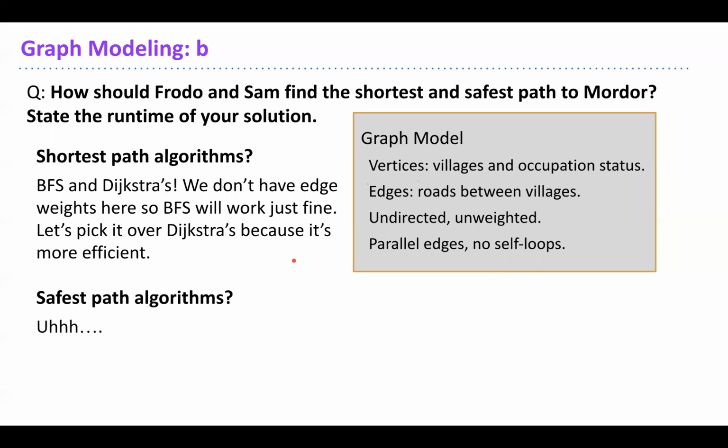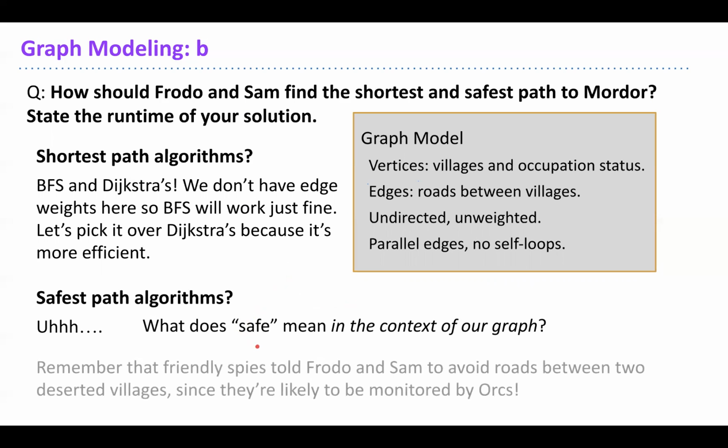Safest path algorithms. We don't recall doing anything of this sort in the class, so we need to modify our current algorithm to make it safe. So let's think about how we can do that. What does safe really mean in the context of a graph? Right. So remember that the friendly spies told Frodo and Sam to avoid the roads between two deserted villages. So if we are not going on any roads that are connecting two deserted villages, that's considered safe in the context of our graph.